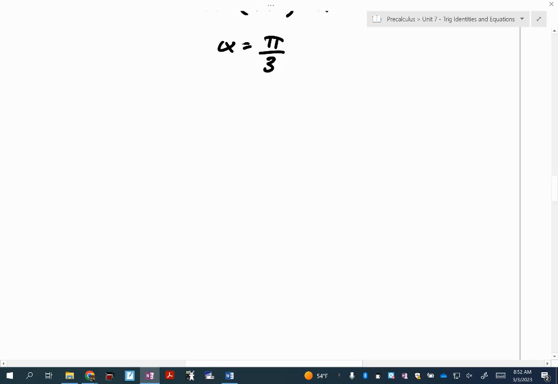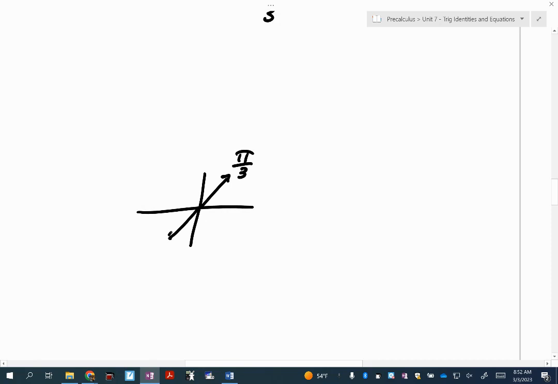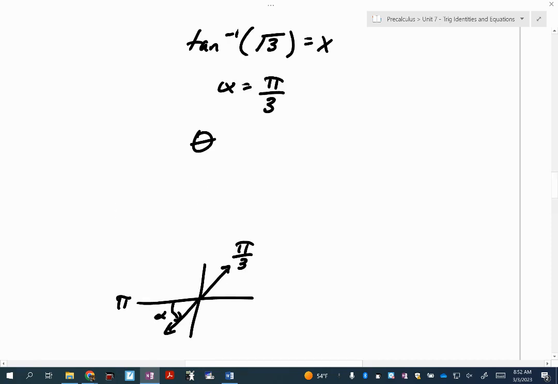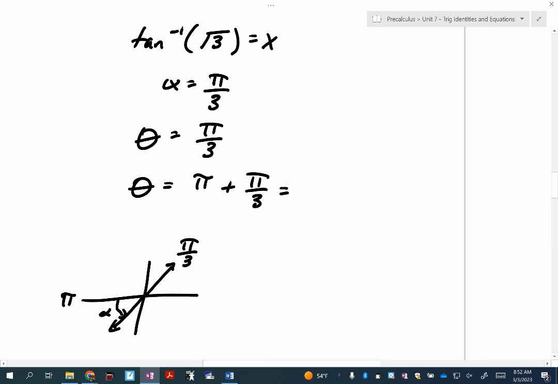So I'm looking where tangent is positive, definitely positive in the first quadrant. We know that one is pi over 3. But tangent is also positive in the third quadrant. So that's pi plus that reference angle of pi over 3. One of my answers is the reference angle, and the other one is pi plus pi over 3. Getting a common denominator, it's 3 pi over 3 plus pi over 3, which is 4 pi over 3.